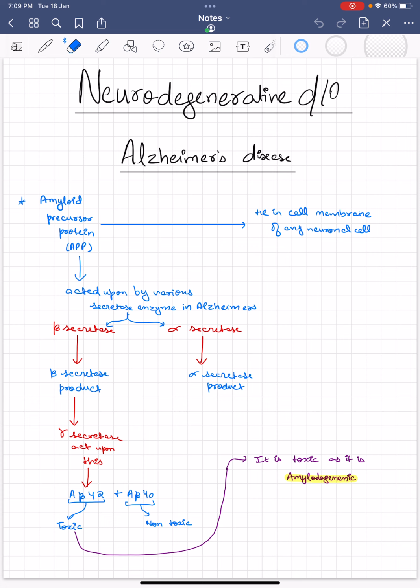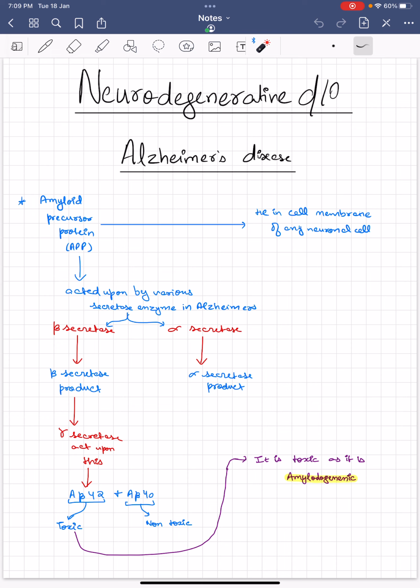So today we'll discuss our first neurodegenerative disorder, that is Alzheimer's disease. Now, in Alzheimer's disease, there is an amyloid precursor protein. This amyloid precursor protein is present inside the neuronal cells, in the cell membrane of the neuronal cells to be specific. What happens to this amyloid precursor protein is that it is acted upon by secretase enzymes.